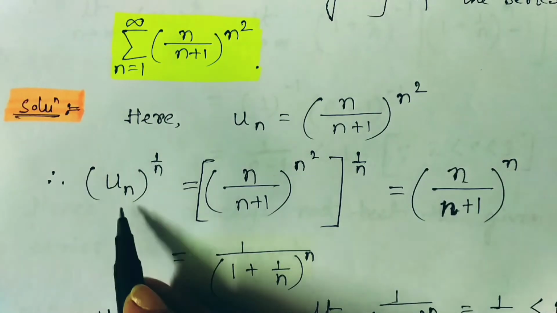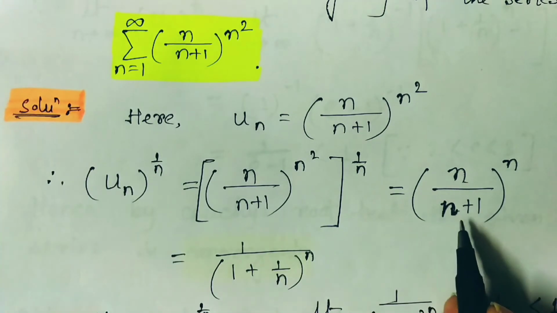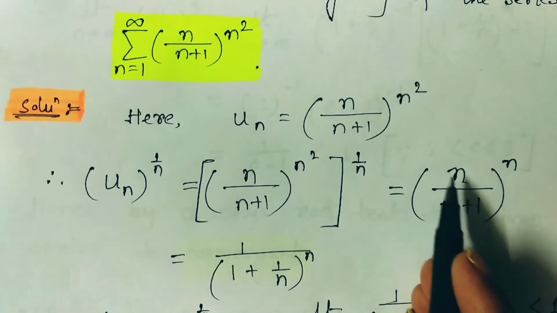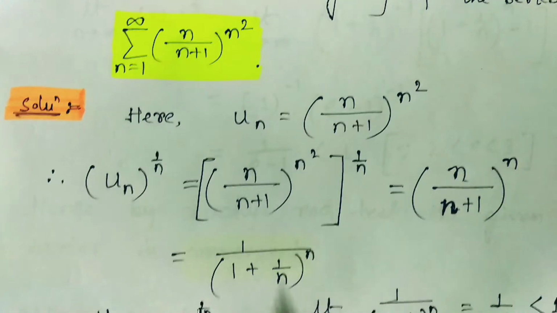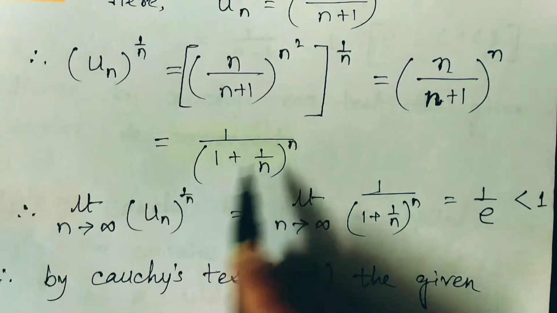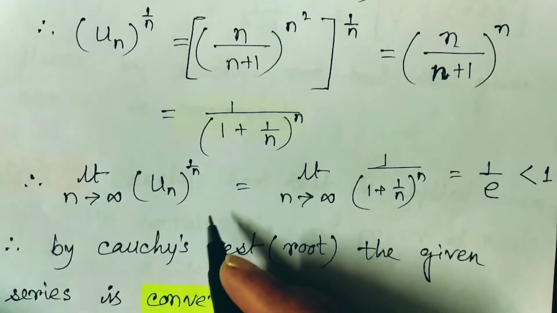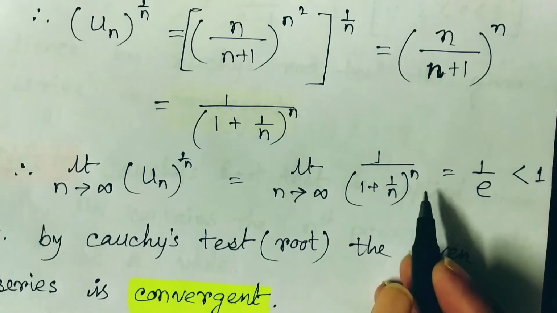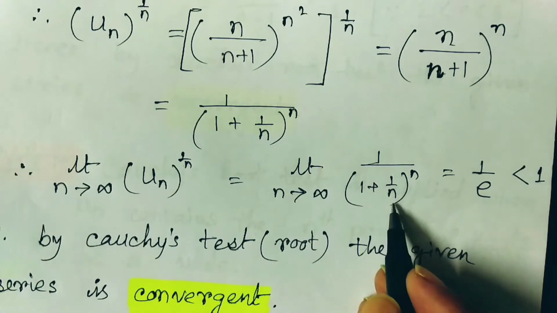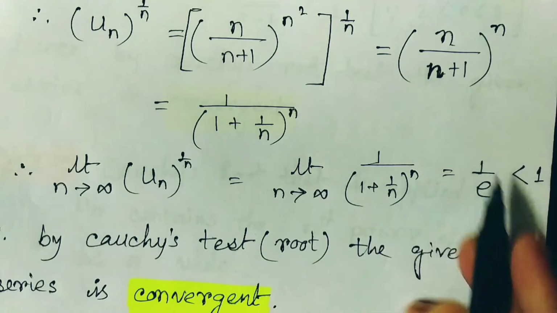Now if we take un to the power 1 by n, then after simplification we find it is n divided by n plus 1, whole to the power n. Now if we divide the denominator and numerator by n, then we finally get 1 by 1 plus 1 upon n, to the power of n. Now if we take the limit on both sides, then this limiting value is nothing but e. That means limit n tends to infinity, 1 plus 1 upon n to the power n is e. So finally we get the limiting value as 1 by e.